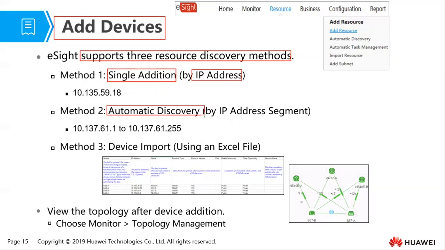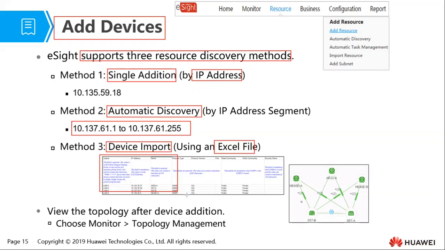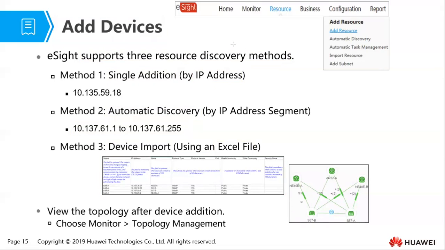Then we have the automatic discovery. Now, in automatic discovery, you specify IP address ranges for your network elements. So you specify a range. Then eSight is going to scan your network and be able to add them. Then the last option is known as the device import, where you use an Excel file. When you're using the Excel file, there's a specific Excel template that you're supposed to download for that, and you're not supposed to change the structure of that file so that it can work.